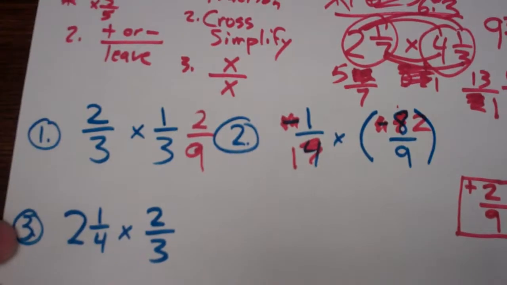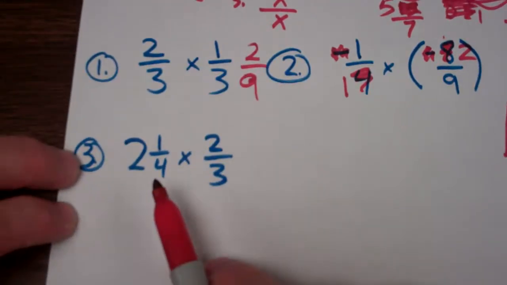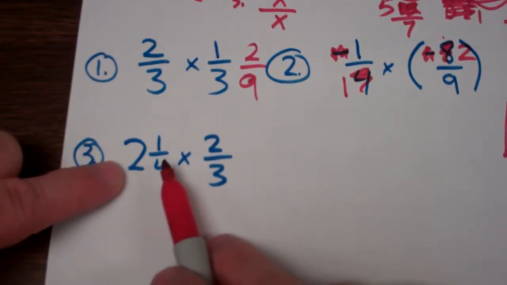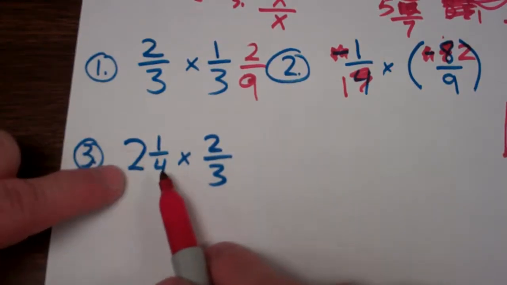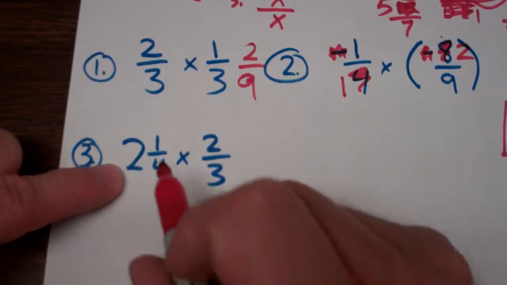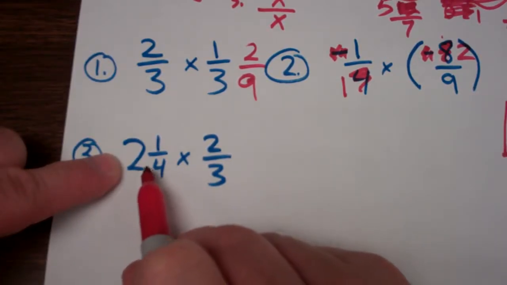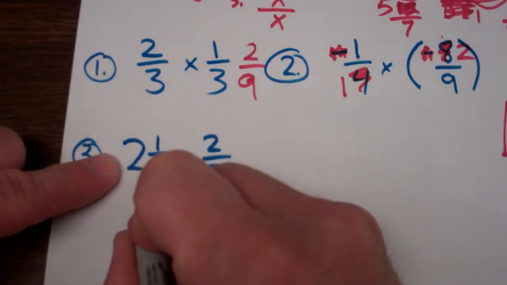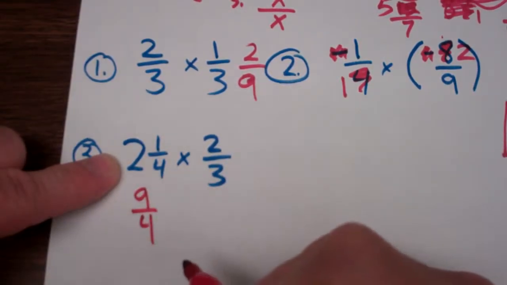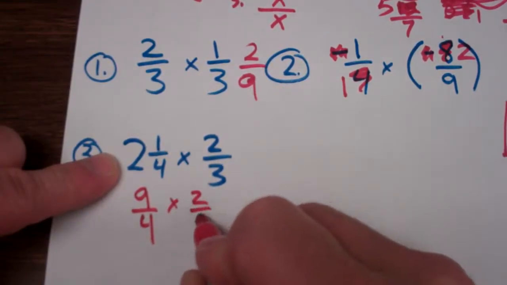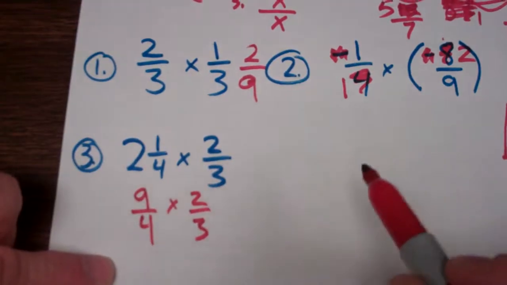Let me do number 3. This time I'm going to have to use that rule, this one has 2 identities. Once again, I'm going to do this as an improper fraction. So review, 4 times 2, because I have 2 that I have all 4 pieces, that's 8 pieces, plus 1 piece is 9/4 times 2/3. Alright, I look to cross simplify.